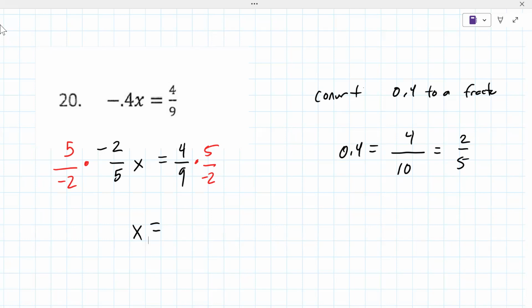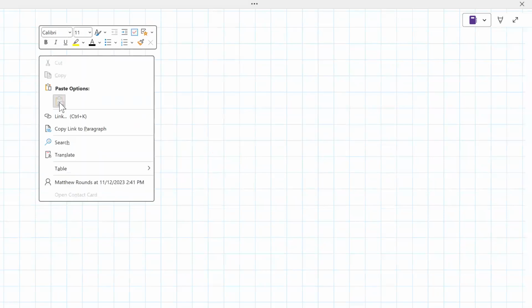X equals 10/9. Almost. What was the sign error? Negative 10/9. Yes, that does work. Okay. All right, so let's do 22 next. We'll come back to 21.